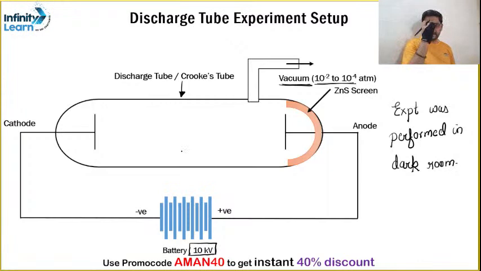OK, so when this experiment was performed, it was found that there is some spark, some luminescence in this region. What was seen? Lightning was seen, luminescence was seen. Luminescence is nothing but lightning. So there was lightning coming out from this tube. Imagine we are doing this experiment in a dark room, and as soon as the battery was connected and we switched on, you find that there is some spark, some lightning coming.